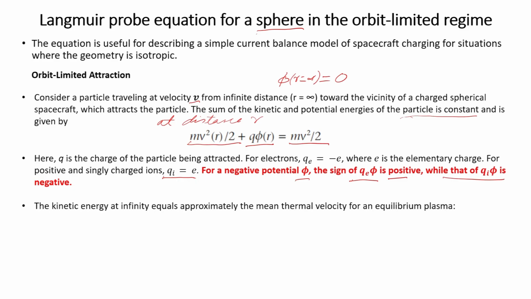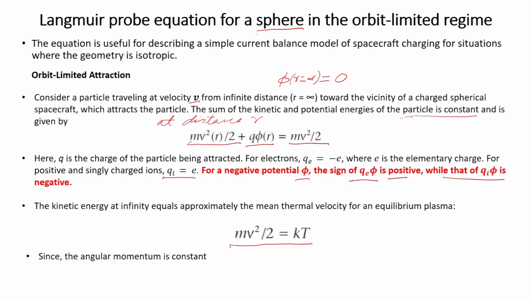So, the kinetic energy at infinity equals approximately the mean thermal energy for an equilibrium plasma. This is the condition. We can write the kinetic energy is equal to kT, where there is no force of attraction, or no interaction between the particles. So I can write this equation.